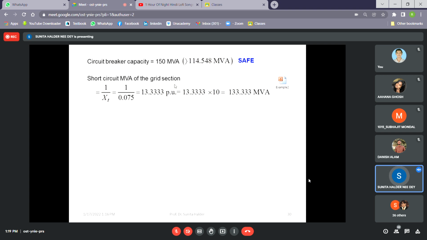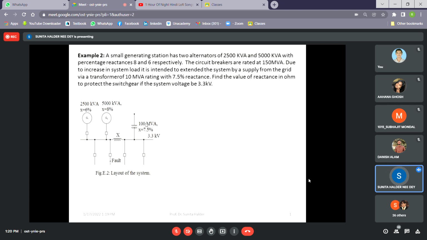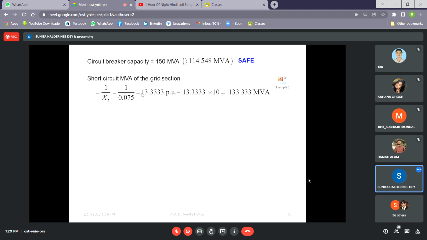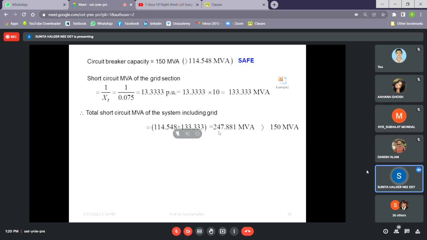Now, when the grid is connected, the grid transformer reactance is 7.5. On 10 MVA base, it will not be 100, it will be 10 MVA. So in that case, it is 133.133 MVA. So this much MVA will be added with this, because these two are in parallel. As current will be added, MVA will also be added. So the total short circuit MVA will be 247, like that. So it is far higher than the 150 MVA. So the existing circuit breaker cannot withstand that much short circuit MVA, right?